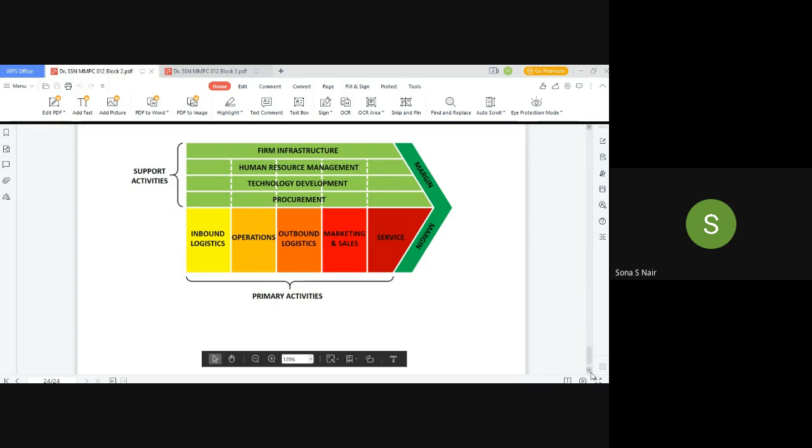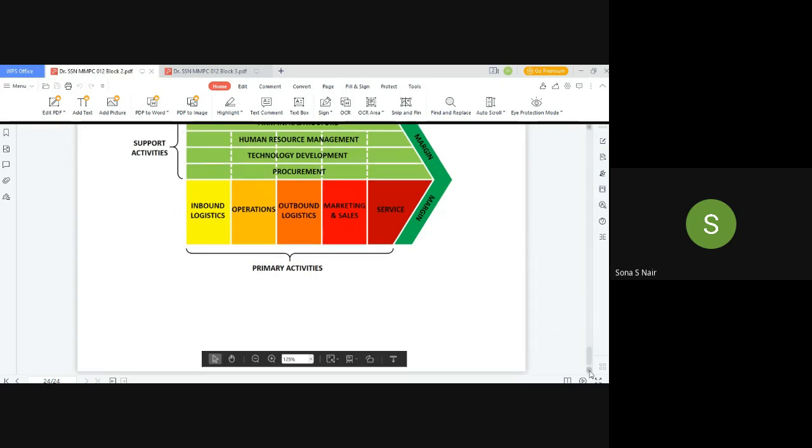That brings us to the end of block 2, and I would like to ask if there are any observations or questions that we might have.